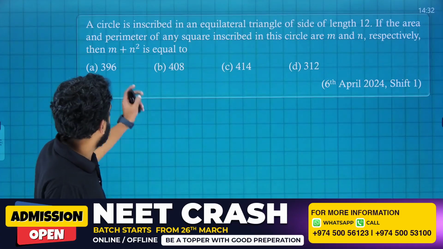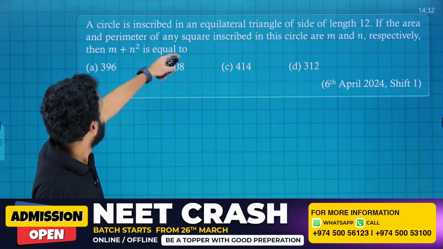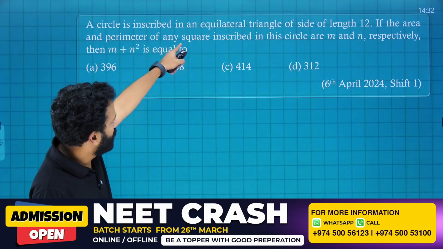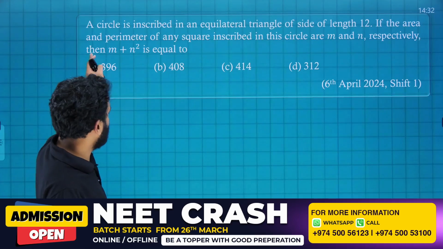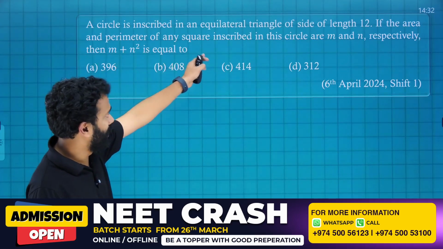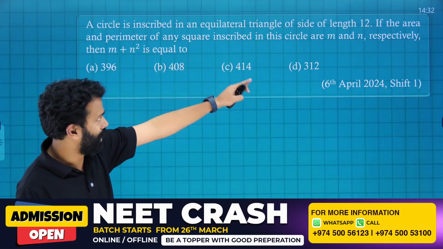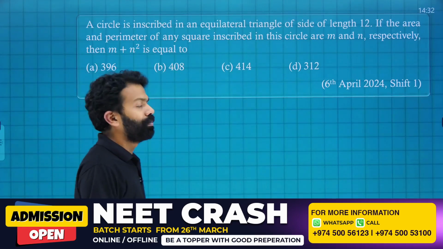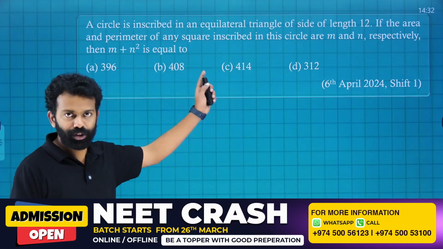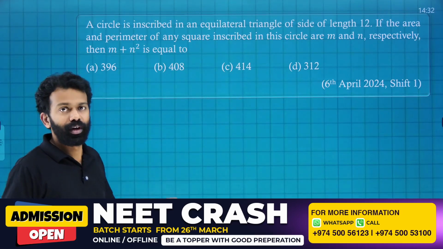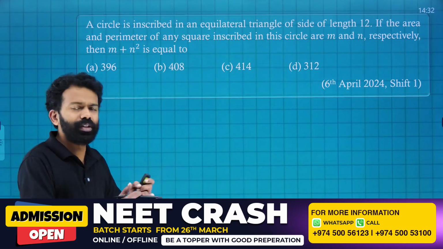Okay, my favorite topic, properties of triangles. A circle is inscribed in an equilateral triangle of side length 12. If the area and perimeter of any square inscribed in the circle are m and n respectively, then m plus n square is equal to. This is a topic from properties of triangles. Very interesting one. A lot more formulas are there, but the question is very classic.